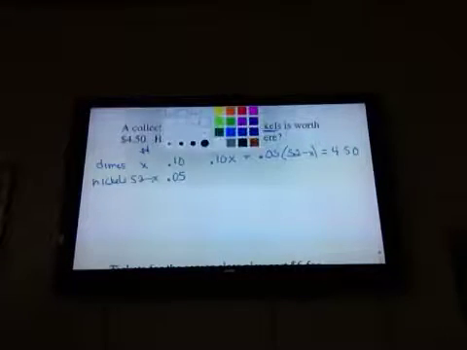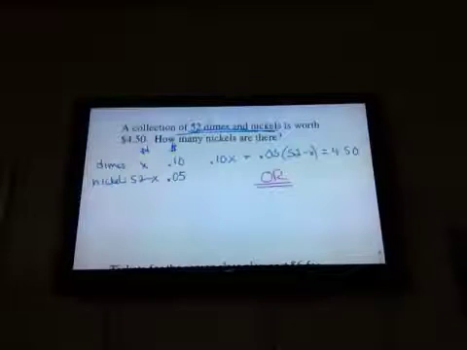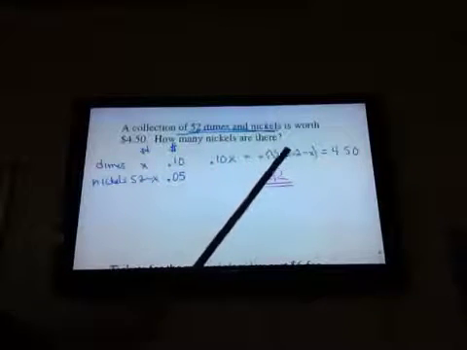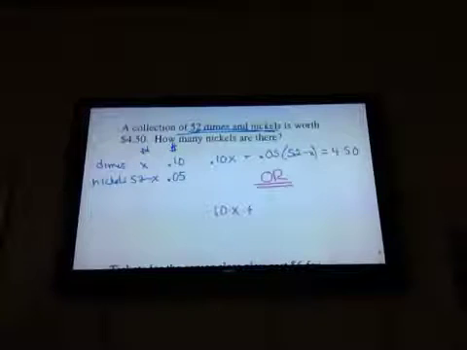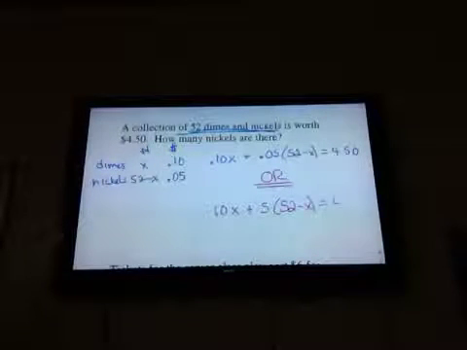Personally, I don't like to work with decimals, so I would have written this question differently. And you are welcome to do that. You can write it like this and then take them out, or just take them out to start with. And you can only do this if you have values on every term. So here I have a value, here I have a value, here I have a value. When that happens, I can just take all the decimals out. 10x plus 5 times 52 minus x equals 450.